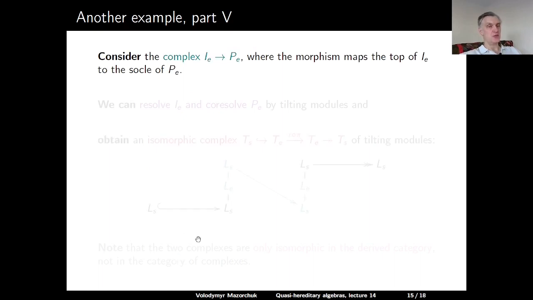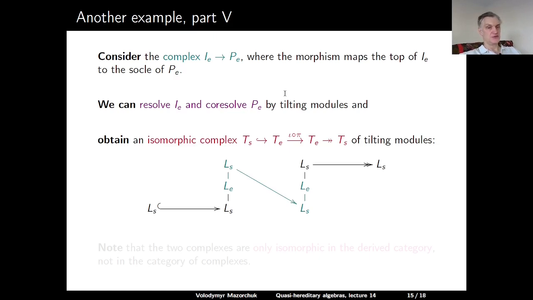Let us consider the complex of B modules given by the homomorphism from IE to PE, which is given by sending the top of IE, which is LS, to the socle of PE, which is also LS. So I is in F nabla, so we can resolve it by tilting modules. P is in F delta, we can co-resolve it by tilting modules. And then we can glue this resolution and co-resolution using this map to get the following complex of tilting modules.